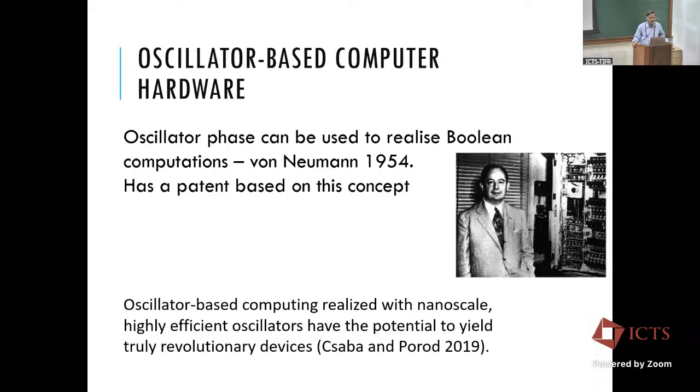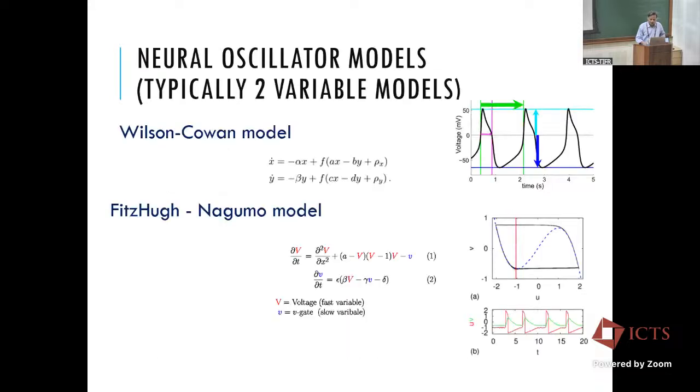Had we developed computer technology using oscillatory elements, we would have had very different computers now. They would look more brain-like. But somehow we didn't go on that trajectory. Now people are getting back to that. There's a very nice review by Csaba and Porod, shown here, where they talk about using oscillator electronic circuits to do computing. Basically, they're trying to reproduce some neural network models using hardware oscillators.